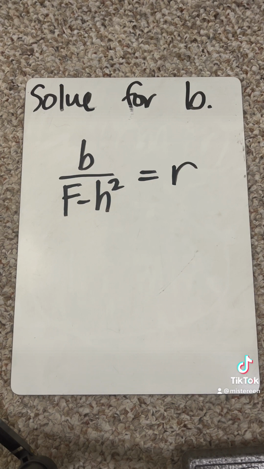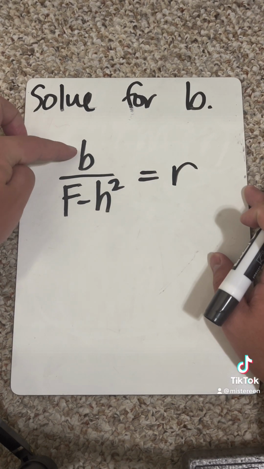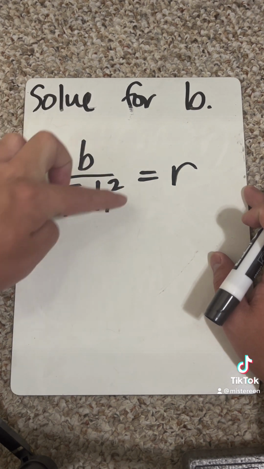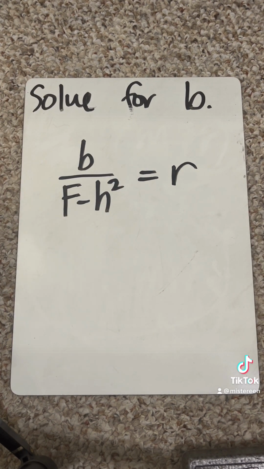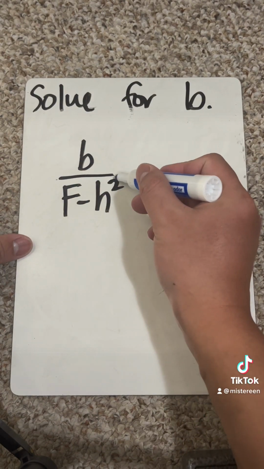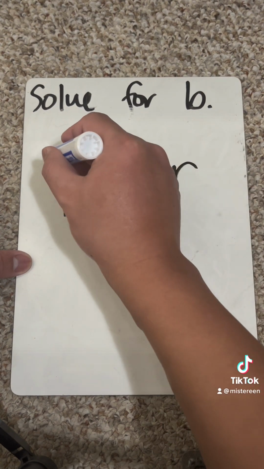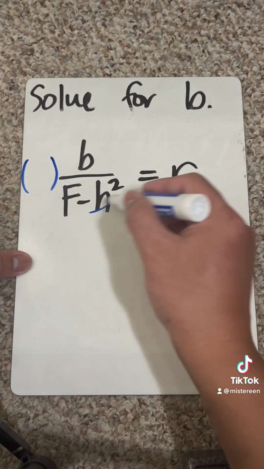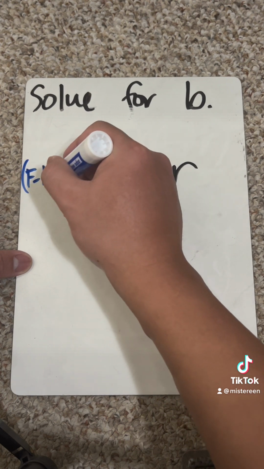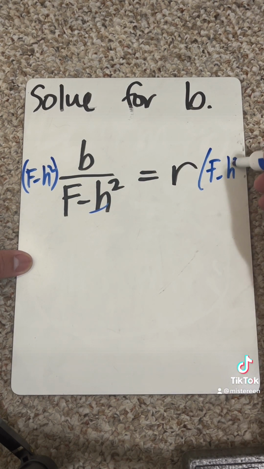All right, for this problem, we're going to solve for b in this equation. So I can see my b in here. I want it to be by itself on this side. Therefore, I need to get rid of this f minus h squared. But I know that the operation here is division, so the opposite of division is multiplication. Therefore, I'll multiply this left side by f minus h squared because I want to remove f minus h squared. And I have to do it to both sides, f minus h squared.